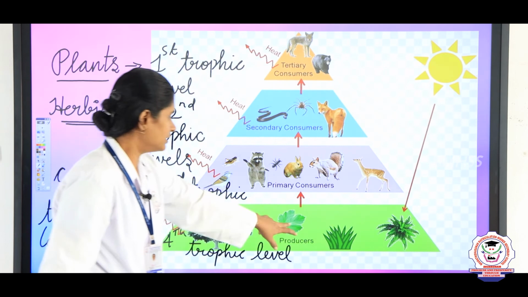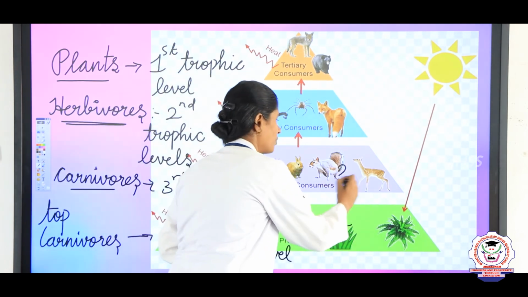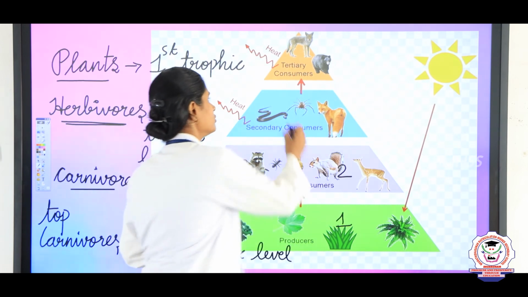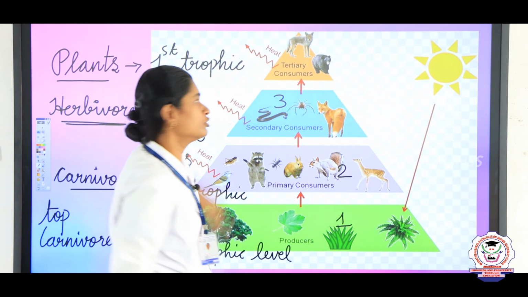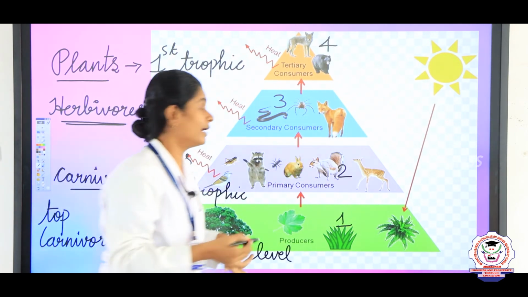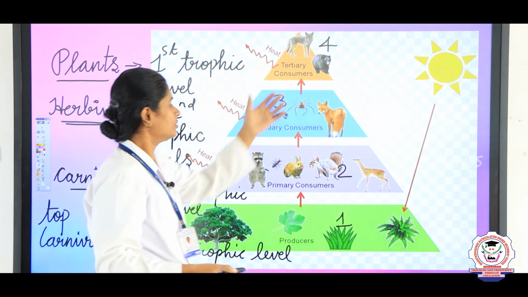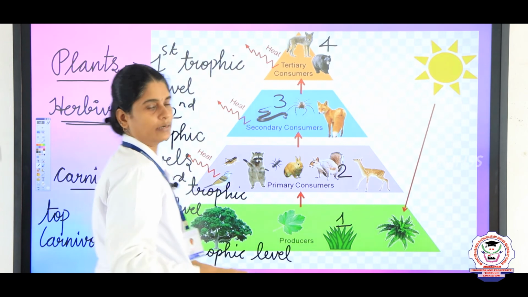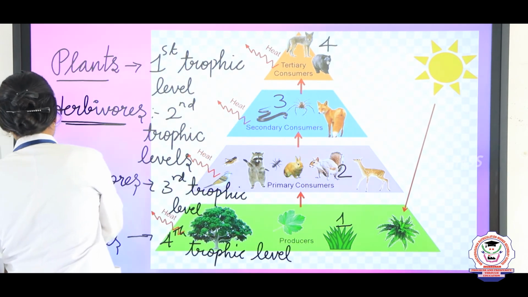So, here producers are the first trophic level, primary consumers are the second trophic level, secondary consumers are the third trophic level, and finally the tertiary consumers are the fourth trophic level. It can be a lion, a bear, or a jackal. So, these are all about the food pyramid, I mean the pyramid of the food chain.